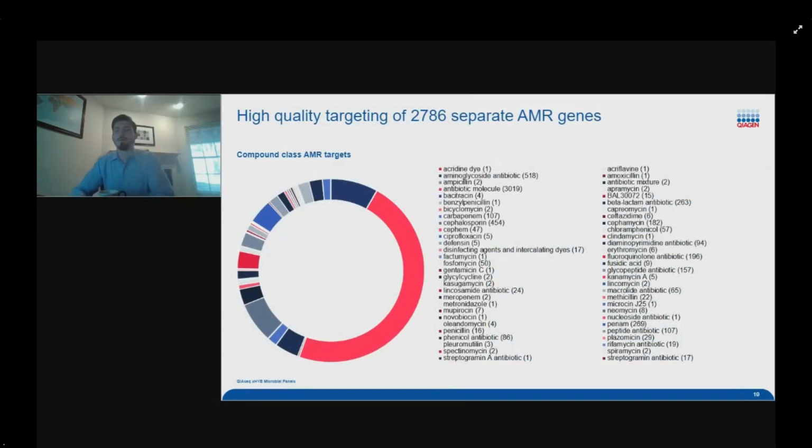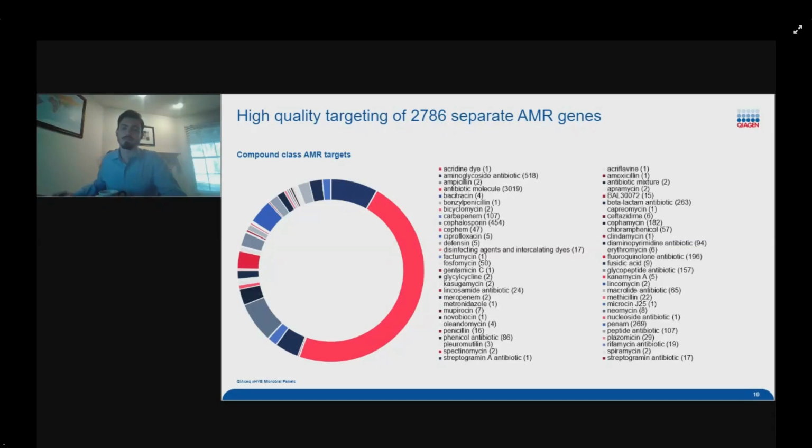So our panel targets, as I mentioned earlier, 2,786 unique and separate AMR genes, which is across many different types of drug classes that cause antibiotic resistance. And this is a pretty comprehensive panel of the different types of drug classes and antibiotic resistance genes that exist.